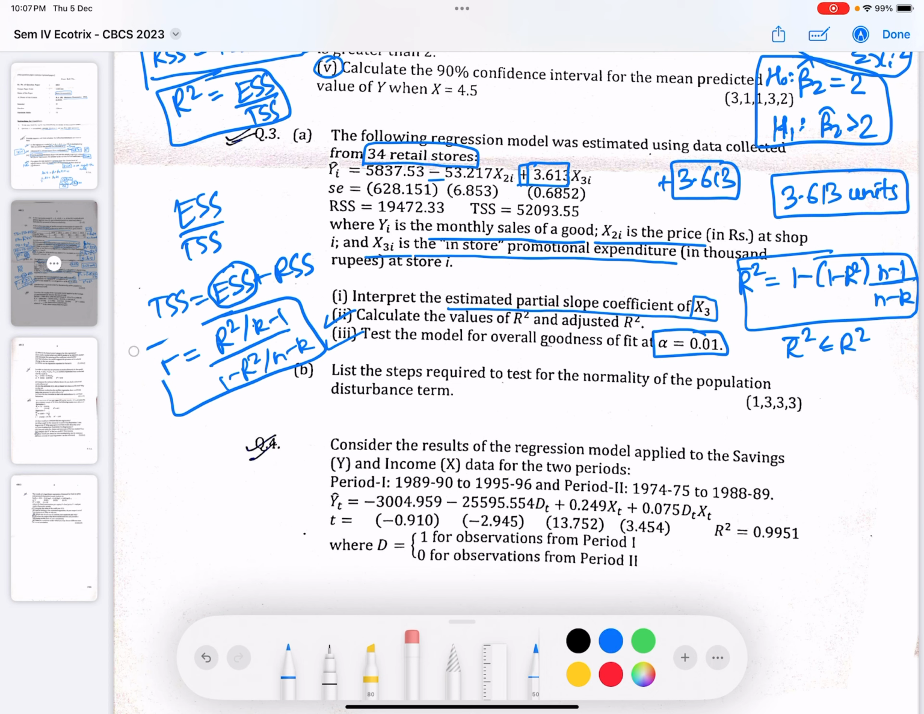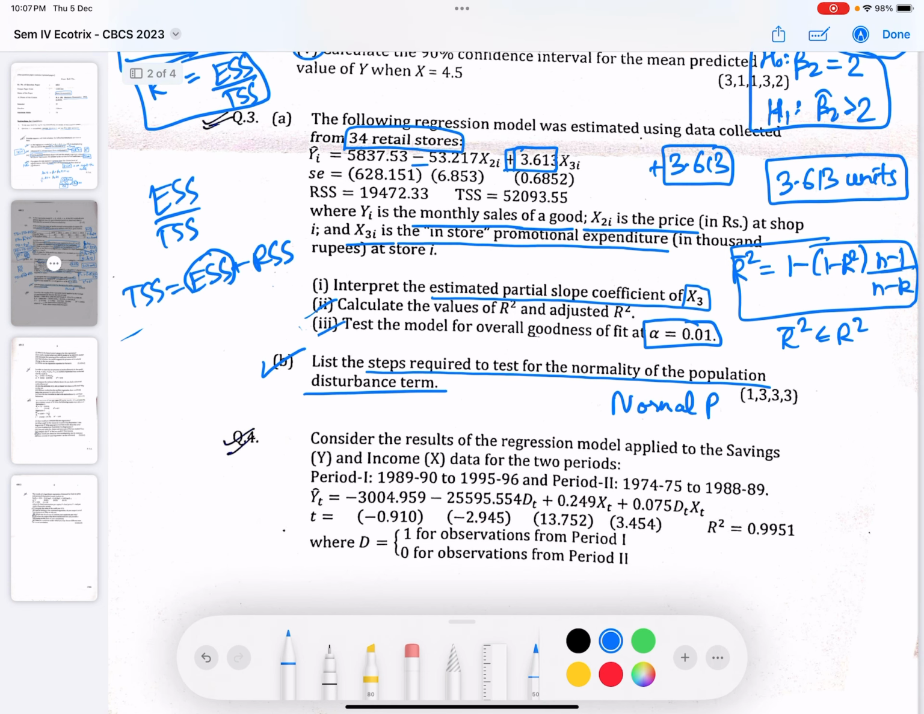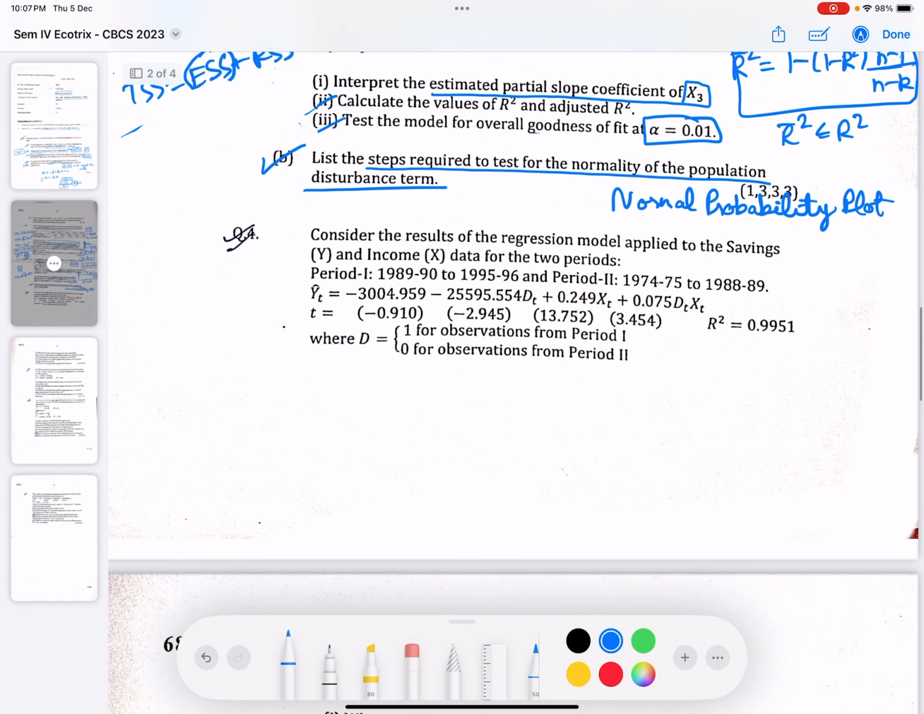Now, talking about this B part, the steps required to test for the normality of the population disturbance term. We have various tests. Normal probability plot is there, but one of the main tests is the Jarque-Bera test. I'll write it here. The Jarque-Bera statistic value is S square by 4 plus K minus 3 whole square by 24.